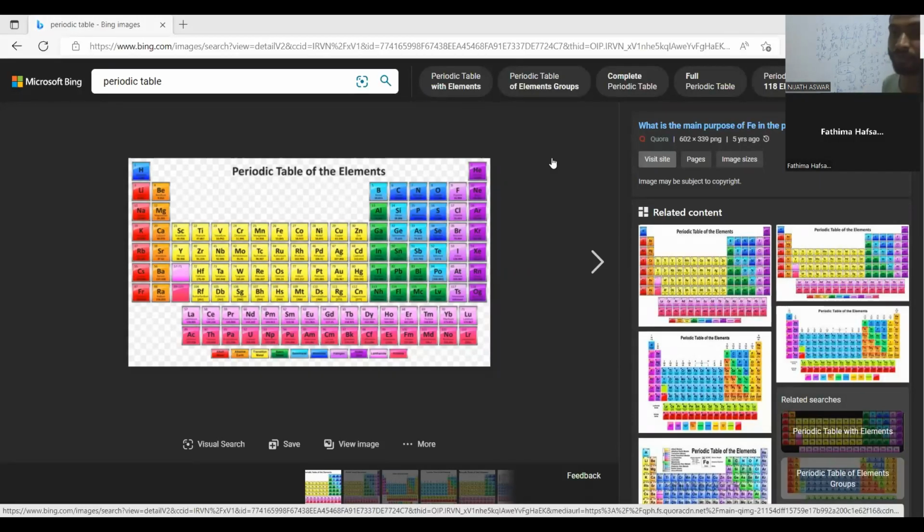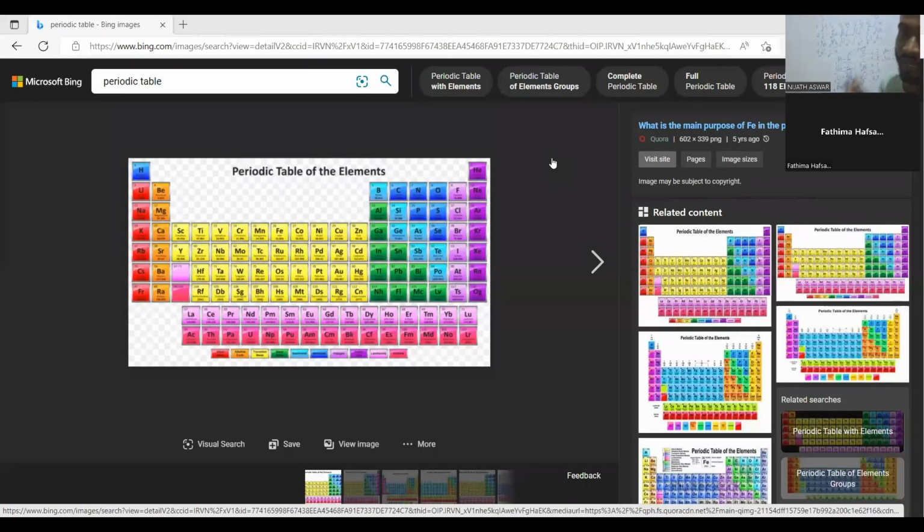Next one, beryllium. The last electron is 2. Now you tell me to which group beryllium belongs? Group number 2. Boron? Group number 3. Carbon? Group number 4. So like that you can understand, right?